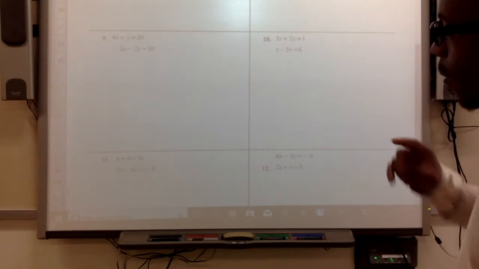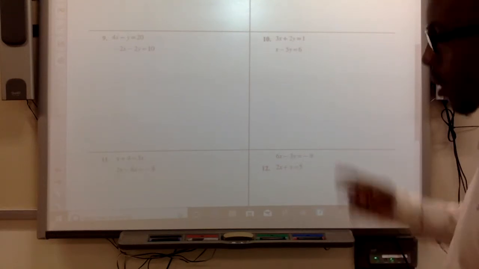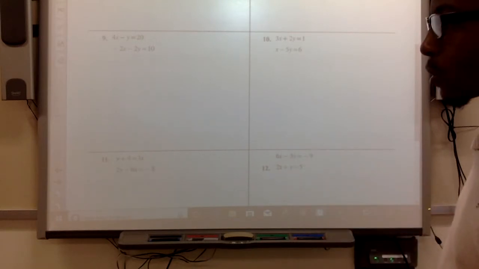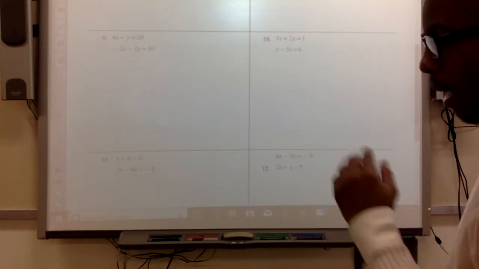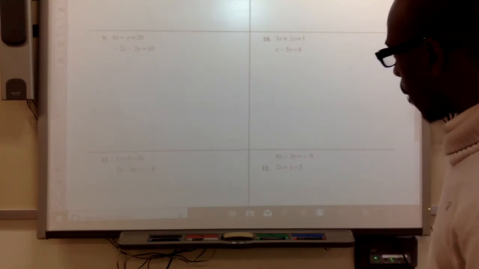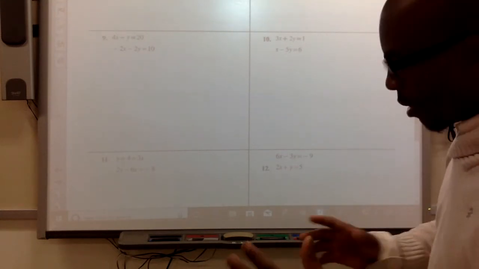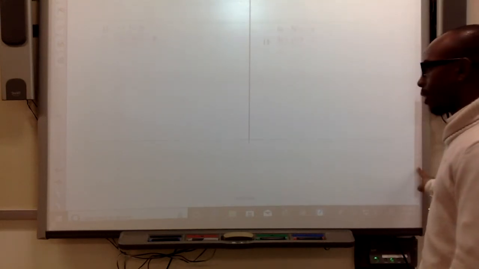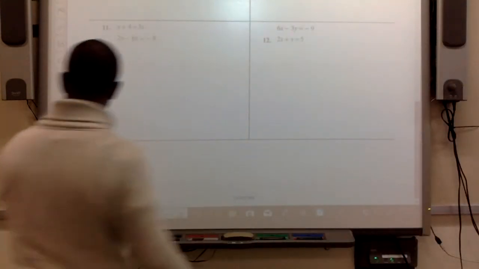Number 10, I would solve for x in the second equation, which is easy. Just move that negative 5y over. Number 11, I would solve for y in the first equation. It's a positive y, so all you got to do is move that 4 over. Number 12, I would solve for y in the second equation. Move the 2x over. Okay? All right, and I believe that might be all. Let me see. Okay? That is it, okay?